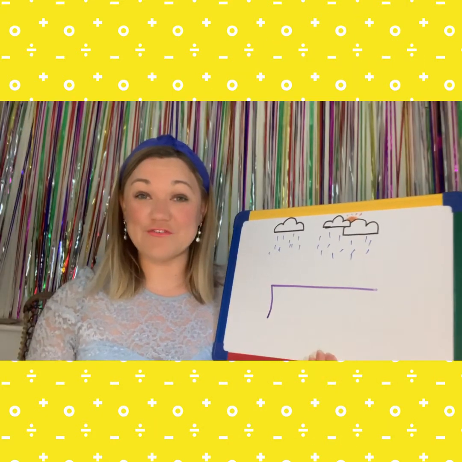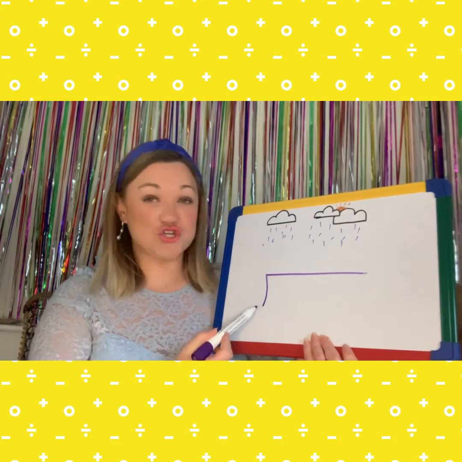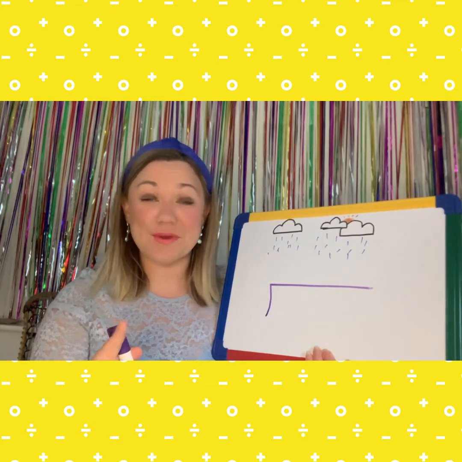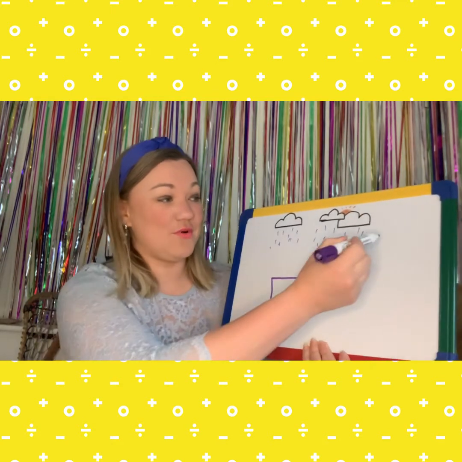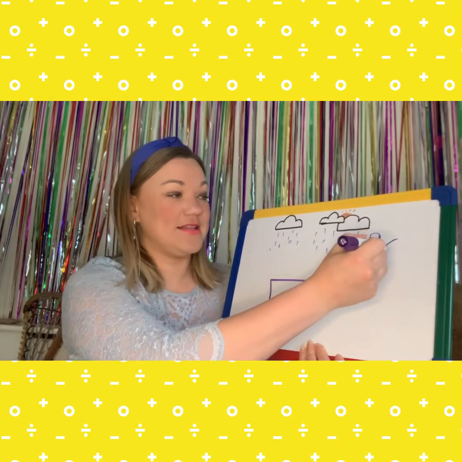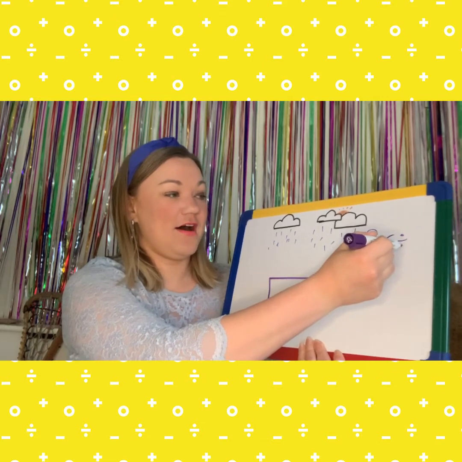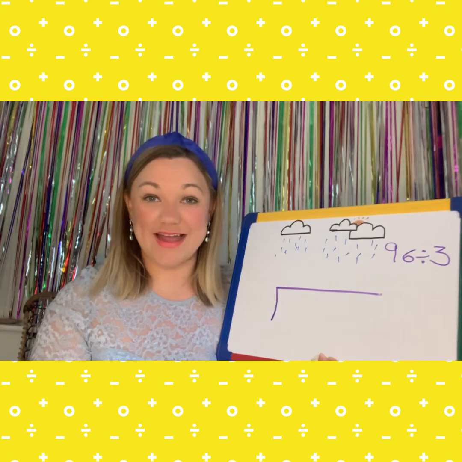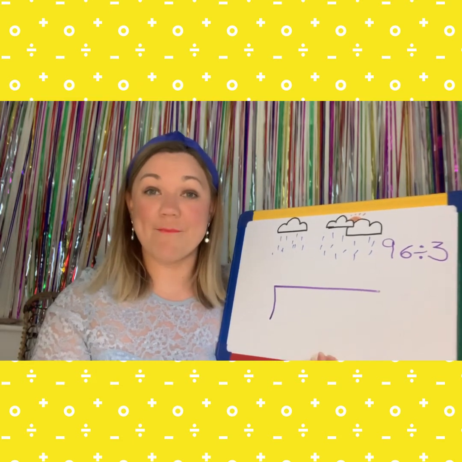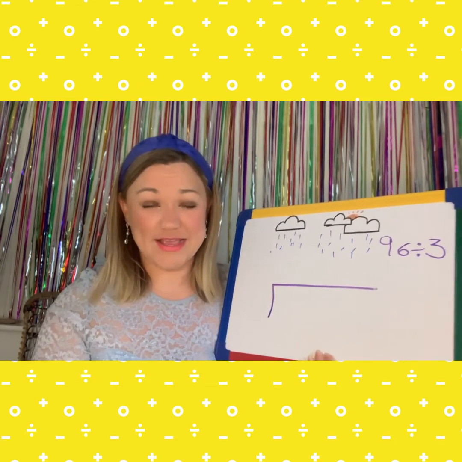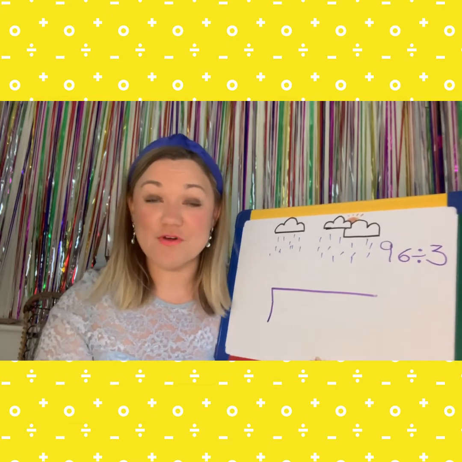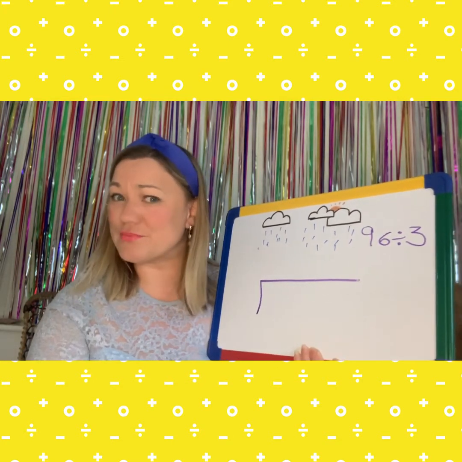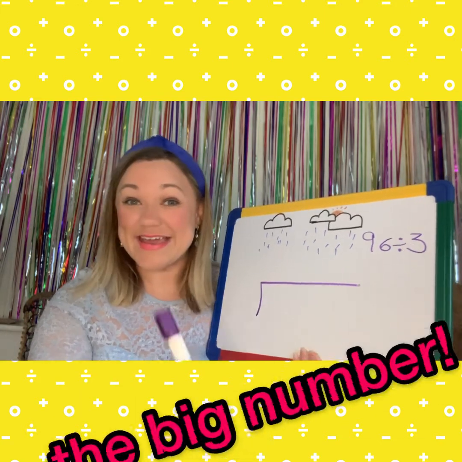Okay, so I have drawn another short division calculation here, but I'm missing the numbers. So this is the calculation I'm going to do. I want to do 96 divided by 3. So remember, all the numbers are going to get wet in the rain. So some of them run into the bus shelter. Which numbers run into the bus shelter? The big ones or the small ones? Do you remember? It's the big numbers.